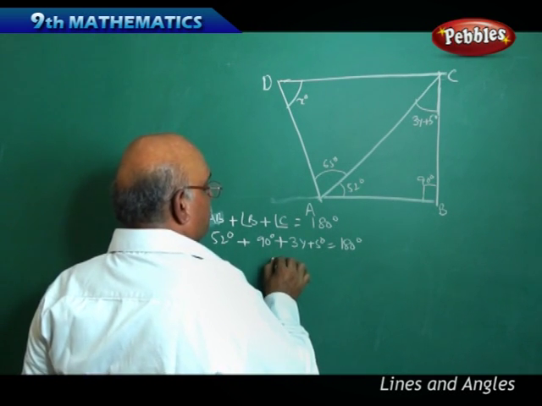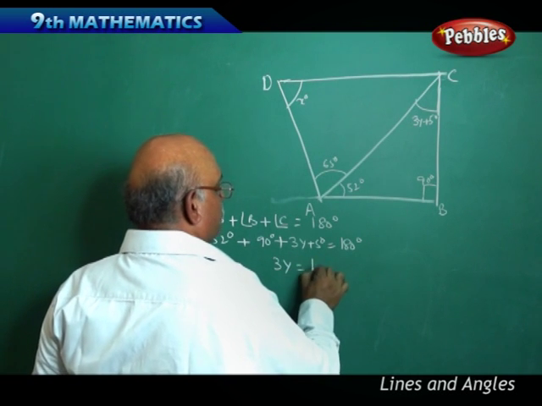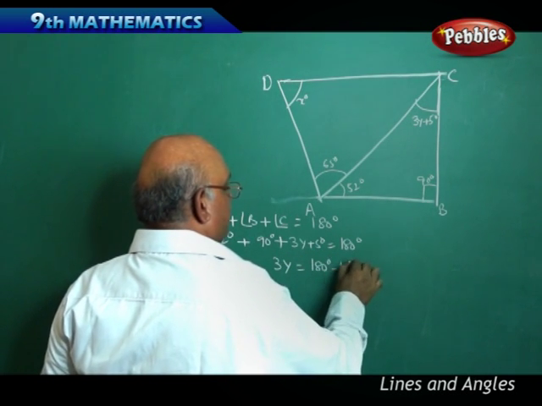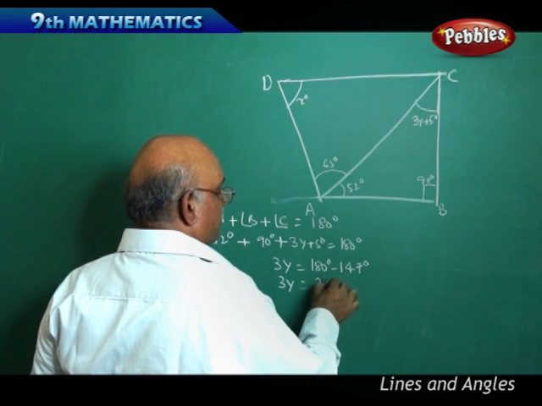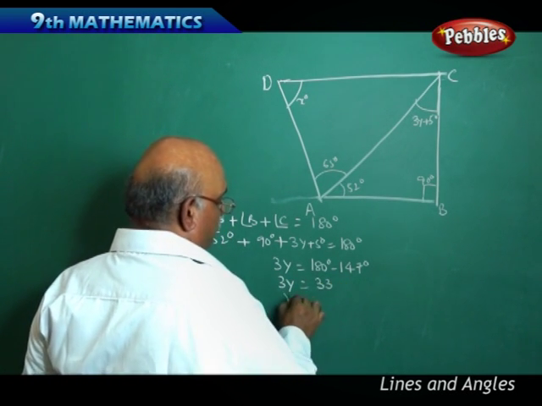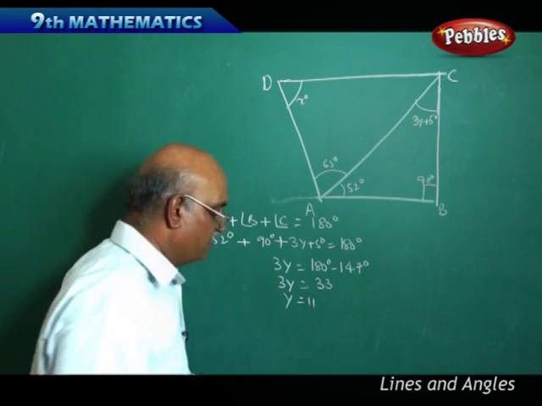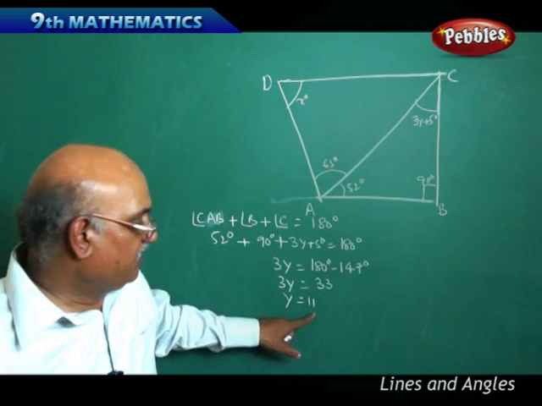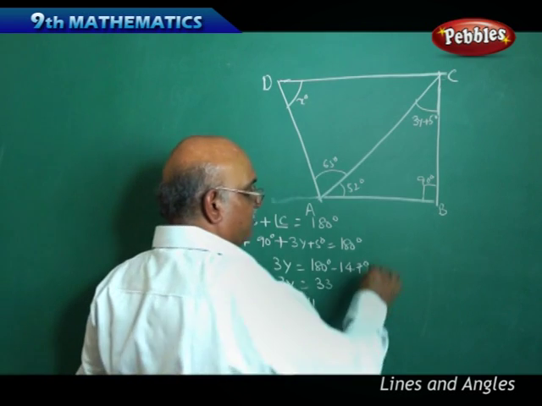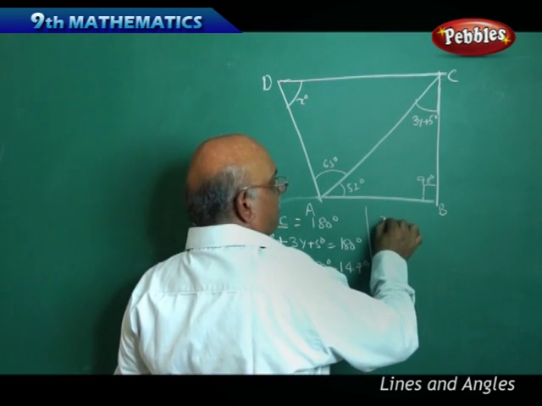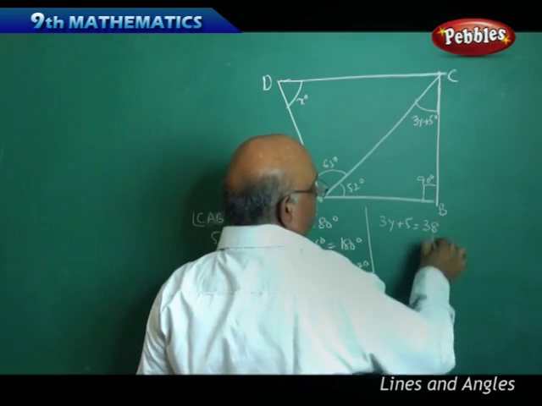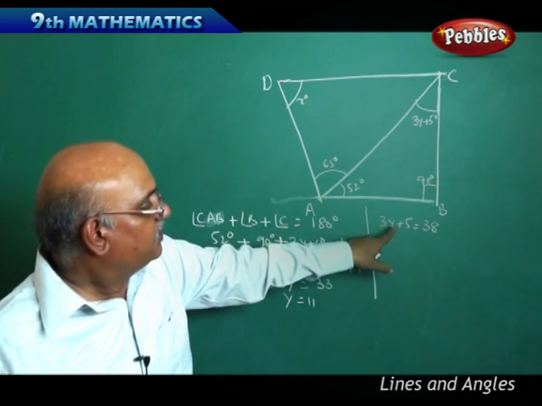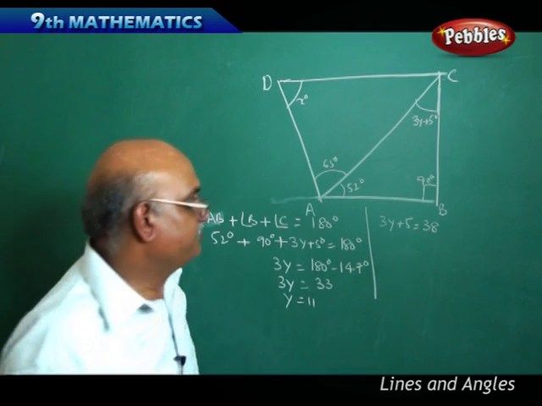Therefore, 3y is equal to 180 degrees minus 147. Therefore, 3y is equal to 33. Therefore, y is equal to 11. We got the y value as 11. When y is 11, naturally 3y plus 5 is equal to 38, because 33 plus 5 is equal to 38.